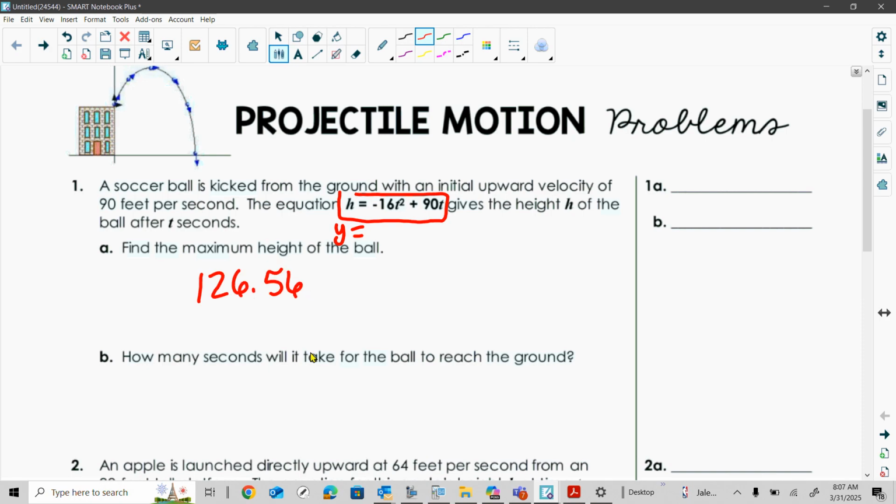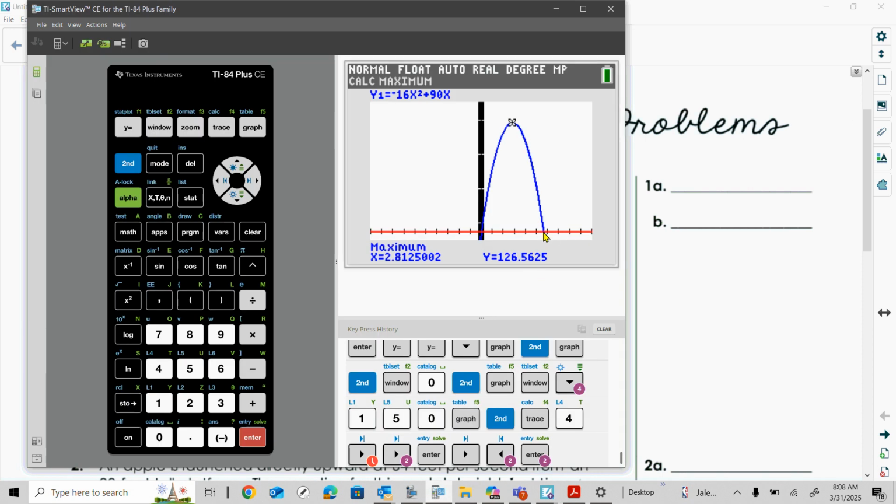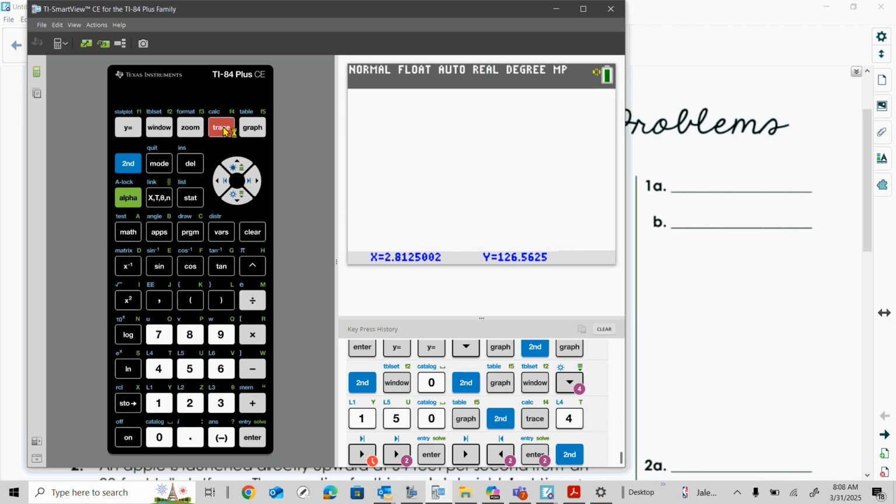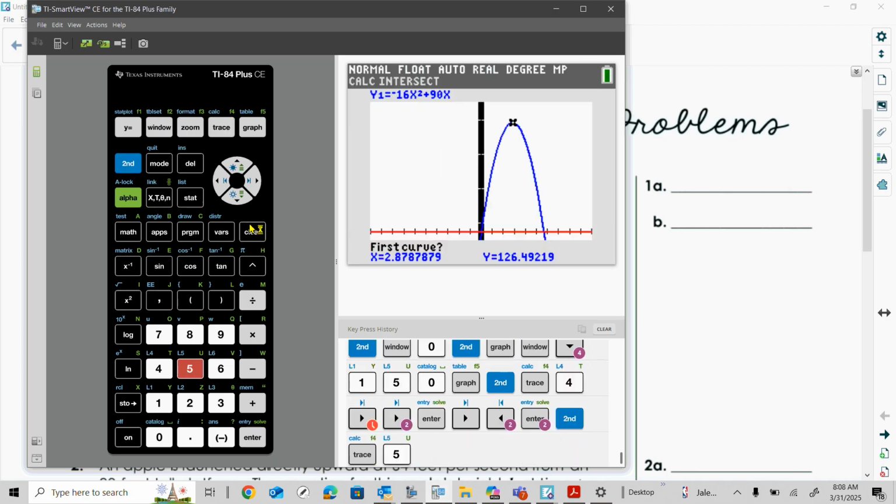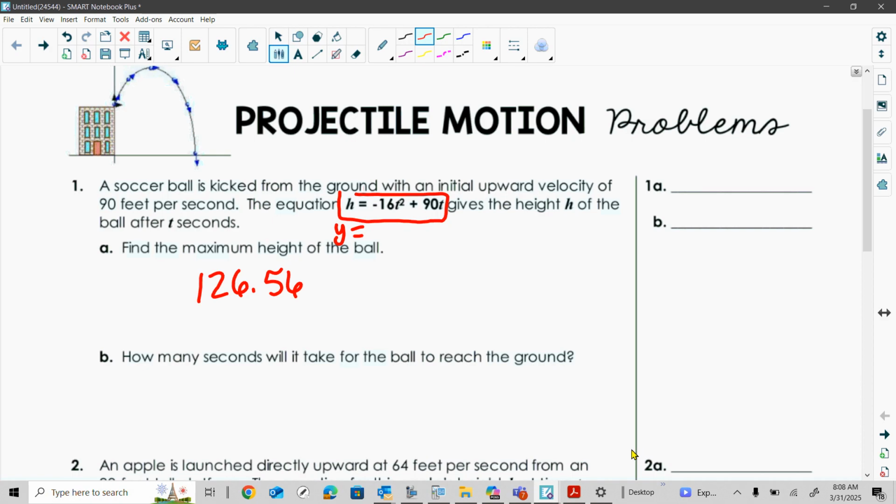So that's our answer here, 126.56. And this is how many seconds does it take the ball to reach the ground? Well, to reach the ground means when it gets to the ground, our height is 0. So if I look at my graph, I'm trying to find this intersection. So I'm going to do second calc 5 intersection. But I'm going to put this cursor over here because this is showing the ball going down. It's about right there. And then hit enter 3 times. 1, 2, 3. And it takes about 5.625 seconds. Okay. And so that's our answer for this one.